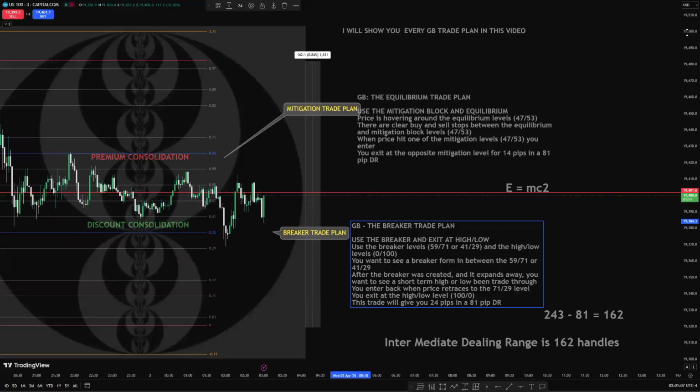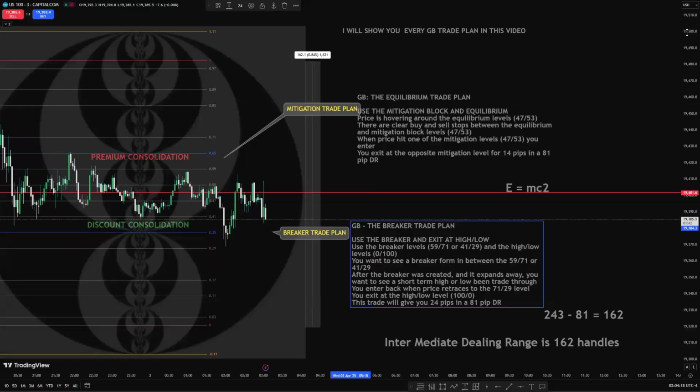We identified two key equilibrium levels, that is 47 and 53, which act like a center of gravity during the session. Price usually hovers around these levels, creating balance between buyers and sellers. Now, in these balanced states, there will be liquidity traps, buy and sell stops sitting just between the equilibrium and the nearby mitigation levels. Okay guys, here's how we trade it.